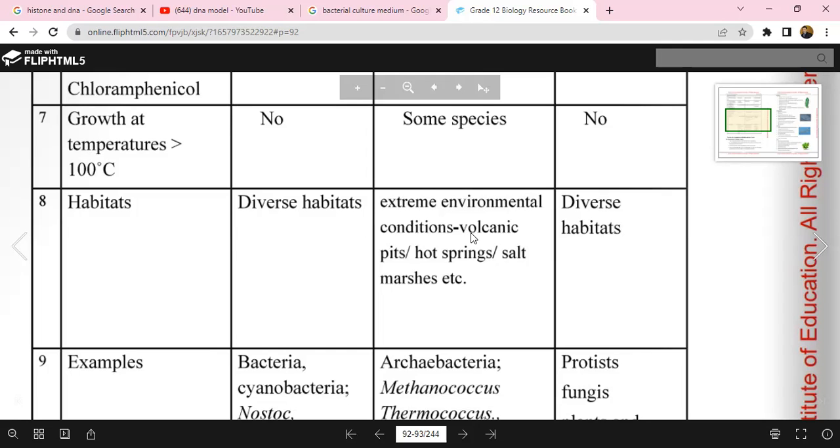So, extreme environmental conditions are one of their major choices, but they can live in moderate environments also, correct? Yes, sir. Though it is mentioned here as extreme environment, the same resource book tells in another place that they can live in moderate environments. Understood? Yes, sir. Right. So complete the habitats.